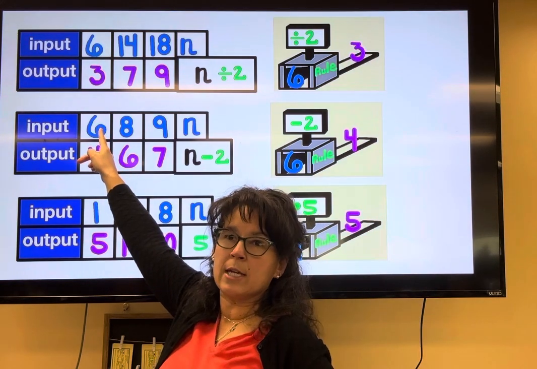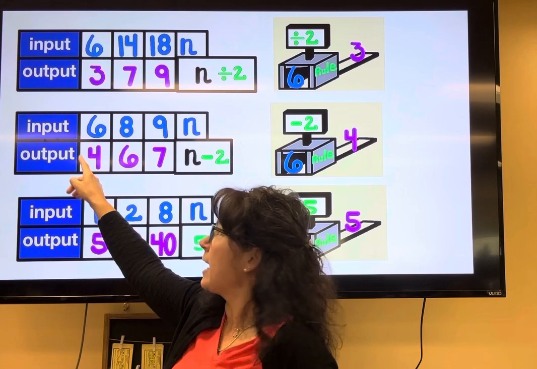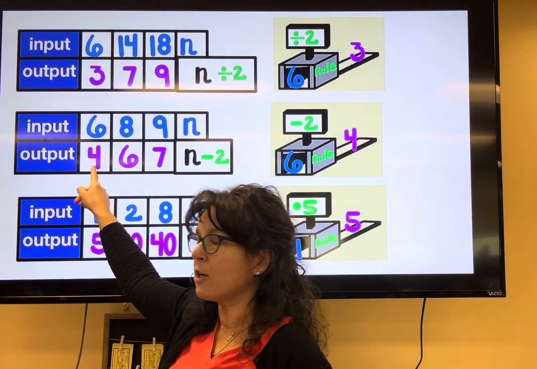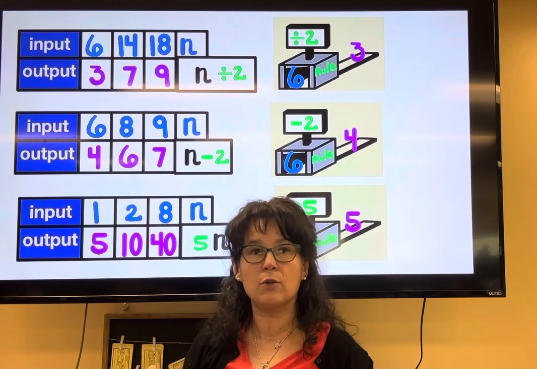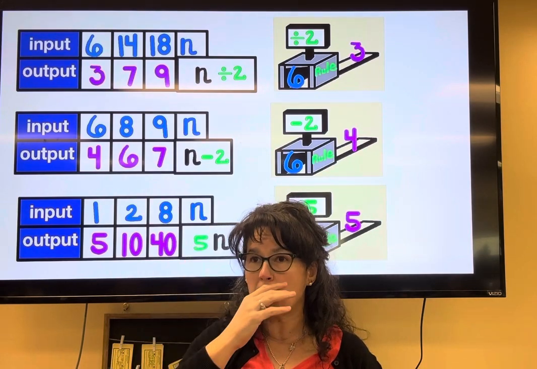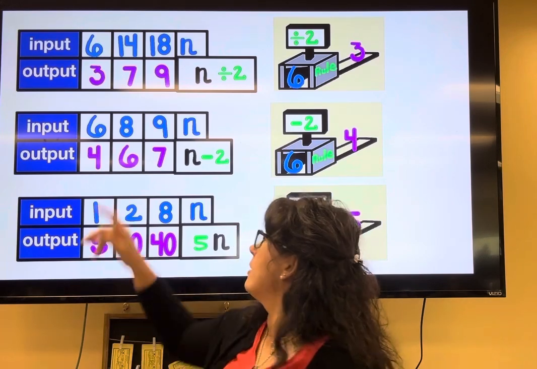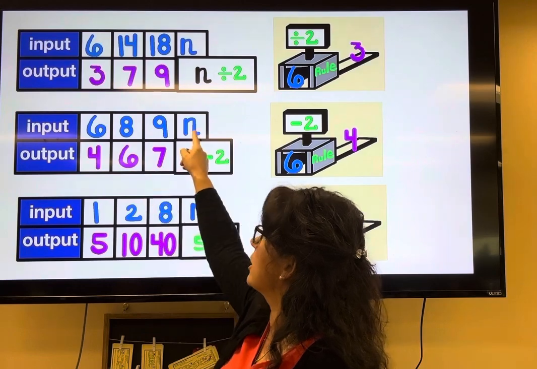So in summary, you want to try to think of what the machine is doing to the number that goes in to get what comes out. And if you think of something, you need to try it on each one of them to make sure that it's true for all of the numbers that go into the machine. And then once you have the pattern, whatever you did to the blue numbers to get to these, you're going to do to n.